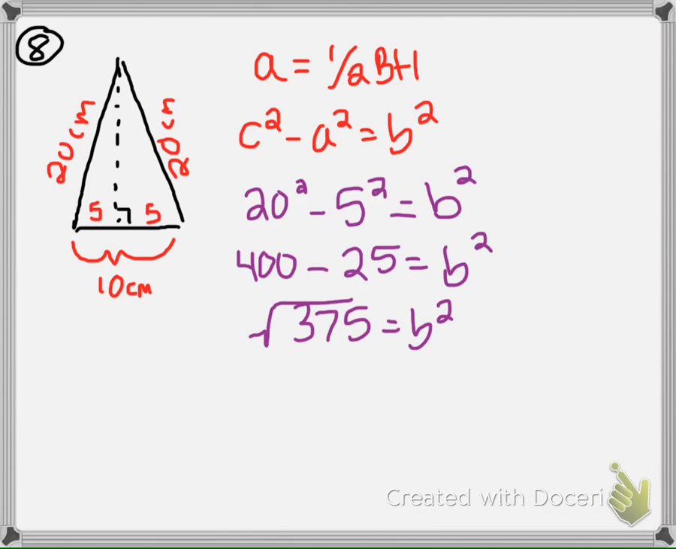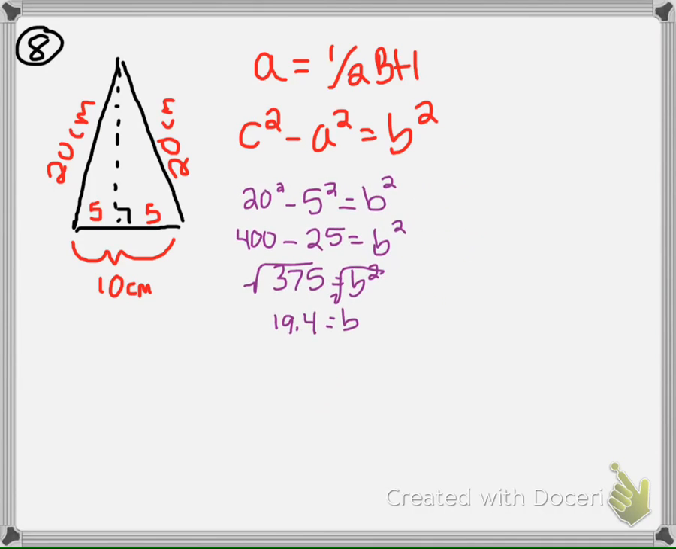Find the square root of 375, and my answer is 19.34. Oh, sorry, 19.4. I'm going to round up in the 10th spot, equals b. Okay, so I've found my side length, but I'm not done with the problem because the problem asked me to find the area of the whole isosceles triangle.